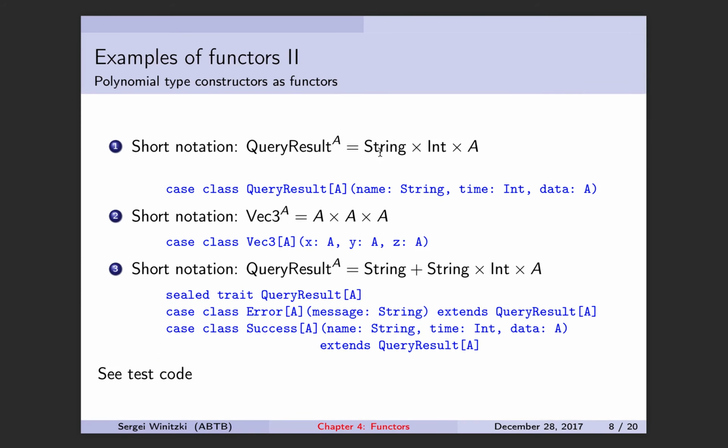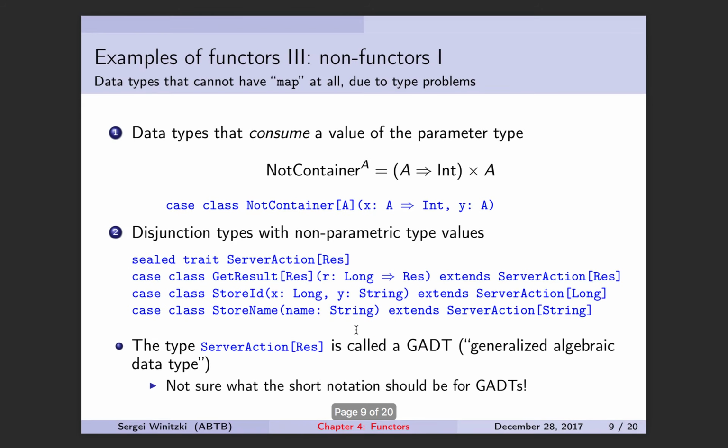More examples are polynomial type constructors that are made from products and disjunctions. I give examples for that. Also, it's important to find out what are type constructors that cannot be made into functors. So what are not functors? Well, this is one example. This cannot be made a functor because it cannot have a map function. Another example is this. I explain why that works, or rather does not work for functor.